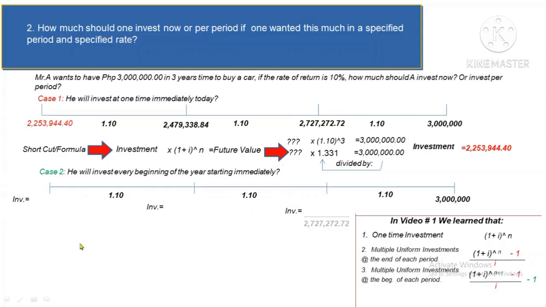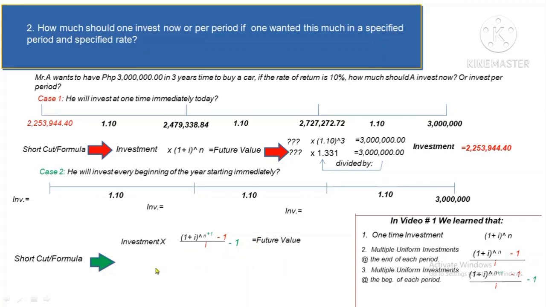So, what do we do? Of course, we use the shortcut or the formula, which is investment times 1 plus i raised to the power of n. But since it talks about multiple investments, you have minus 1 and over i. And since, according to the case, the investment is at the beginning of each year, or each period, we need to add 2 other elements. We have plus 1 on the n and the final minus 1. So investment times this one equals the future value.